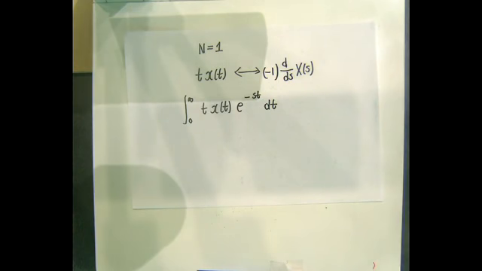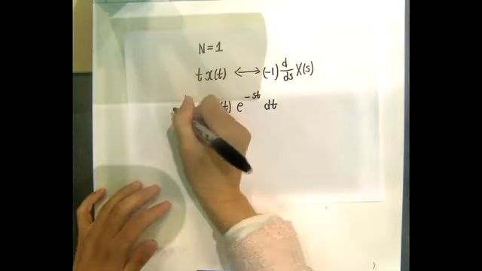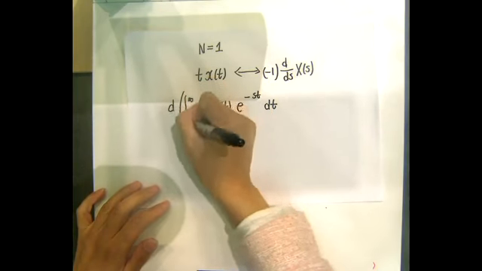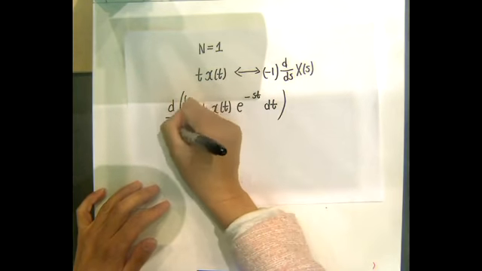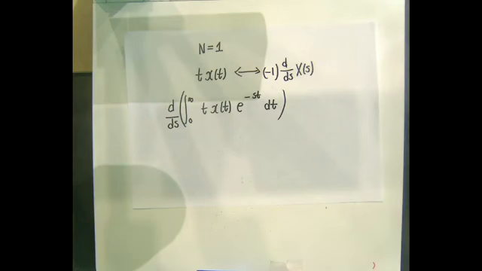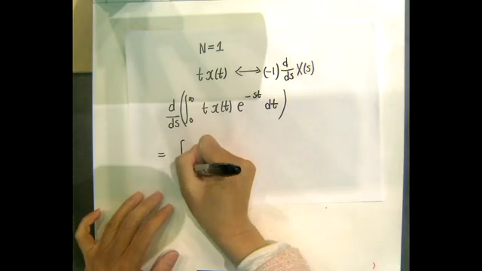Can you see this? Okay, if I want to take the derivative of the whole thing with respect to s, how should I do it? I assume that my t is independent of my s, so I can swap the order of the integral and the derivative. So I can write down this part.